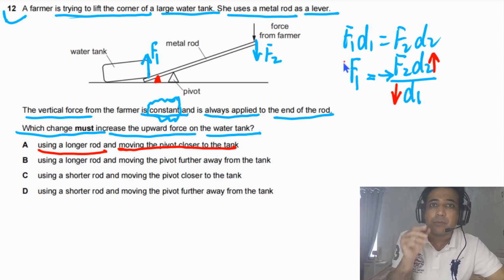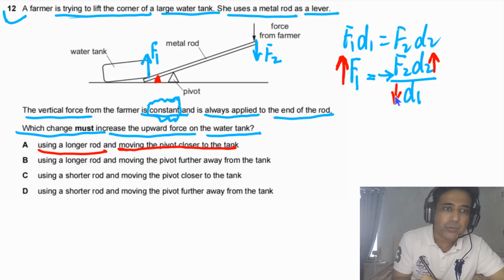So in this case we are certain, meaning we are 100% confident that F1 will increase. It doesn't matter how much we increase this one, it doesn't matter how much we decrease this one, F1 will increase. So the answer for this question has to be A.